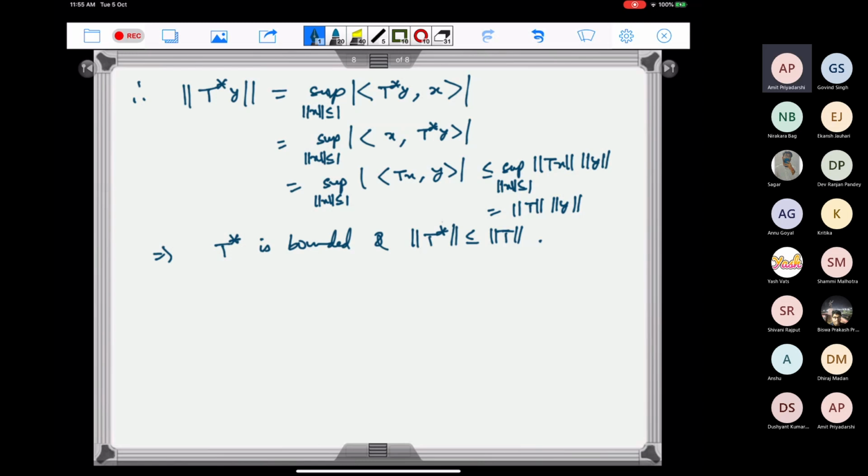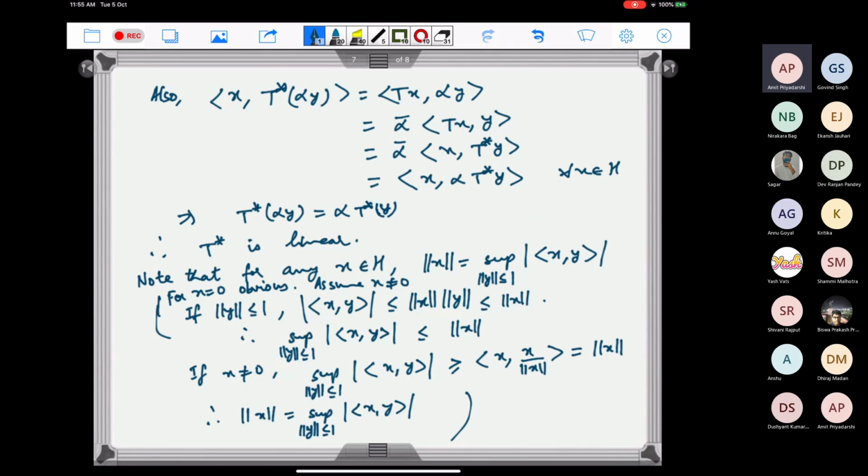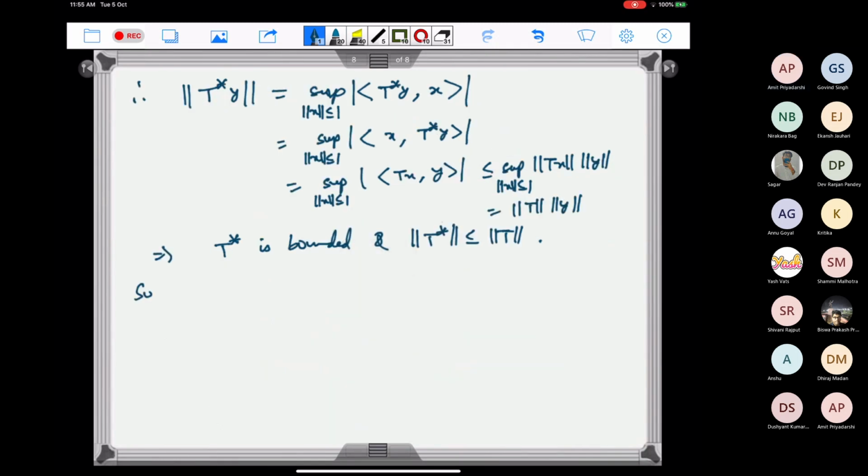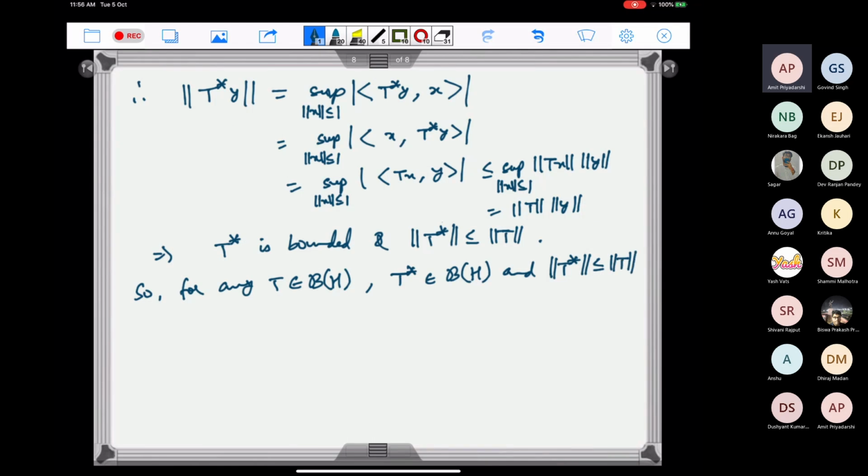Let's see what is T star star. So for any bounded linear operator T on a Hilbert space, T star is also a bounded linear operator, and the norm of T star is less than or equal to the norm of T. We will actually show that the norm of T star is equal to the norm of T.